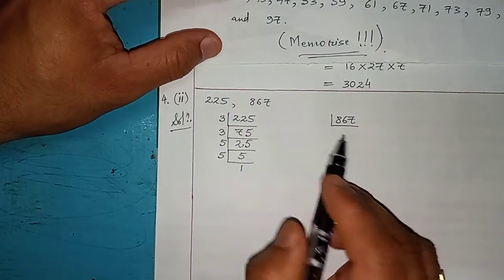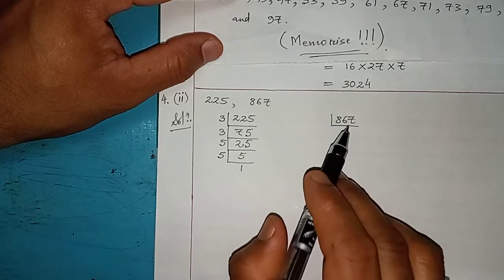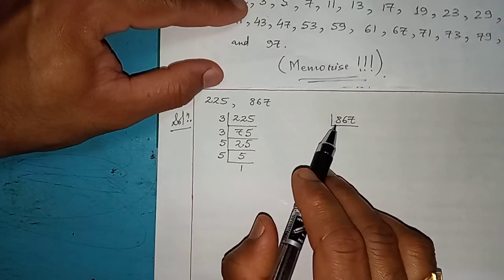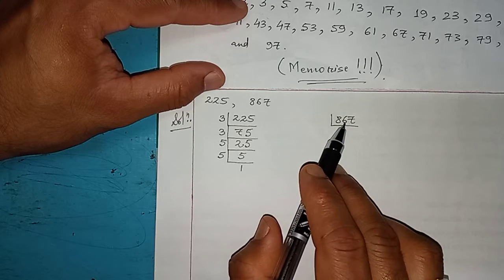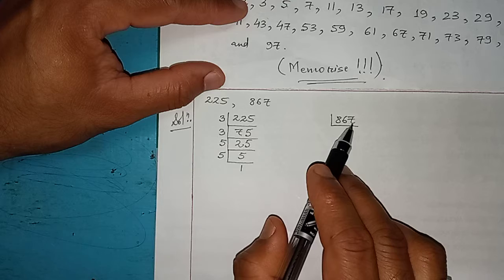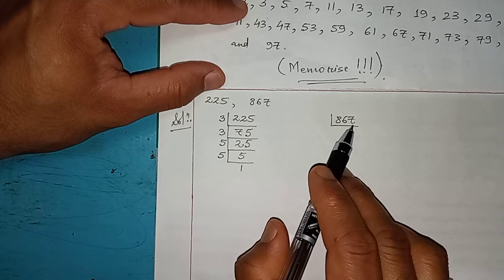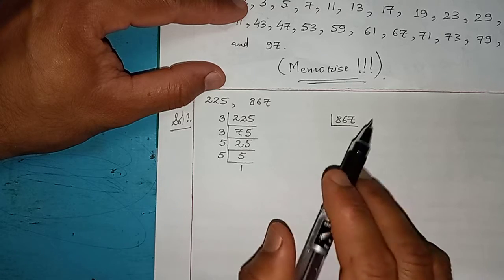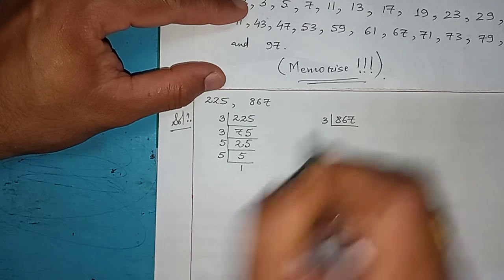And for 3, the same rule. For 3, you do the test: you add the digits, and if the total is a multiple of 3, then you can divide by 3. So let's add 8 plus 6, 14, 14 plus 7, 21. And if you recall the table of 3, then 21, yes, it comes in the table of 3. 3 7s are 21. 21 is a multiple of 3. Yes, we can divide by 3.